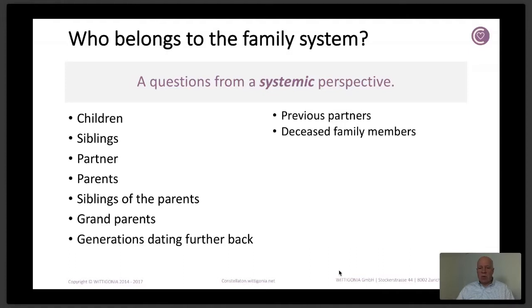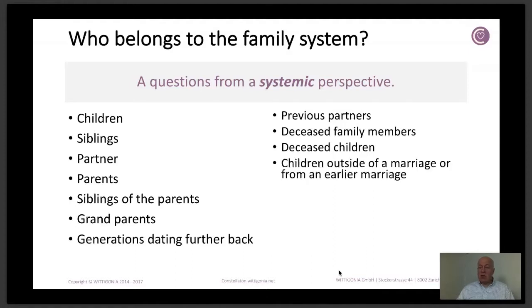Then we also need to include deceased family members, or those who have been missing, for example, during the war or for other reasons, and also deceased children, or children which were stillborn or aborted. So they also need to become family members. They are family members, and they need to receive and obtain their place. They need to have their place in the family system. And also the children which were conceived and brought up outside of a marriage or from an earlier marriage or earlier partnership. They also belong to the particular family system.